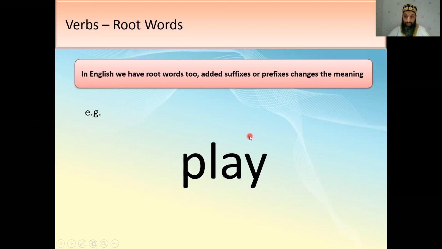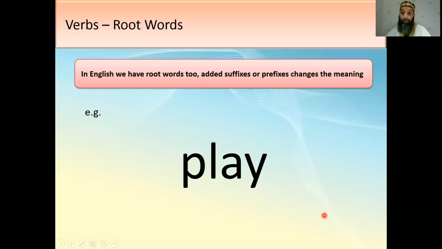So English also has root words. I only found out about that last year, I think, when I actually studied something about English, right? So we have root words in English too. When you add a suffix, you add something at the end, or you add something at the start, it changes the meaning. For example, and I just made these slides literally an hour ago, so I hope they're in the right order and I hope they make sense.